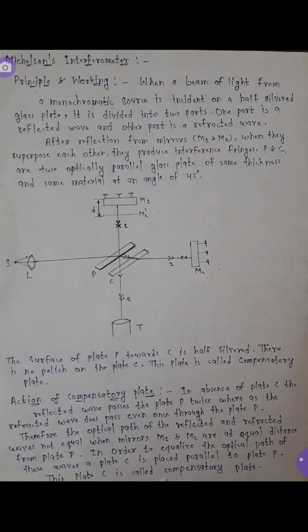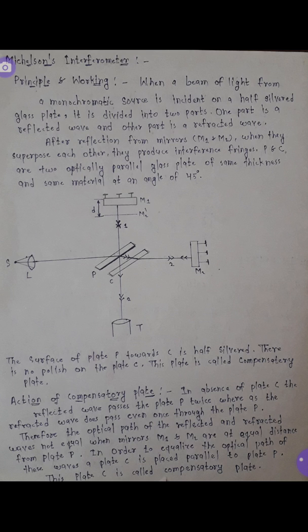When a beam of light from a monochromatic source is incident on a half silvered glass plate, it is divided into two parts. One part is a reflected wave and the other part is a refracted wave. After reflection from mirrors M1 and M2, when they superimpose each other, they produce interference fringes. Interference means superposition of two or more waves.